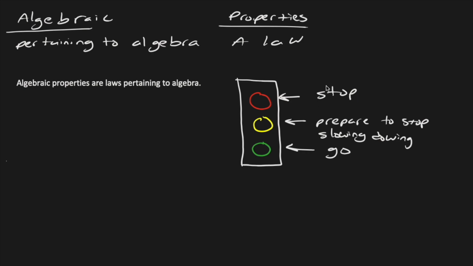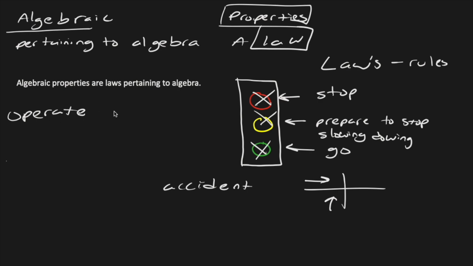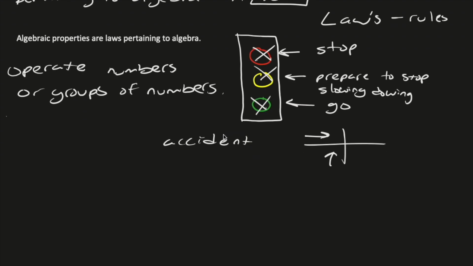Following these laws or rules allows the flow of traffic to operate normally. And once people start to ignore these lights, that's when you can probably have an accident occur. Likewise, in mathematics, we have properties, which can be looked at as laws. These laws help us operate numbers or groups of numbers. Now that you have a better understanding of what an algebraic property is, let's start learning these properties.